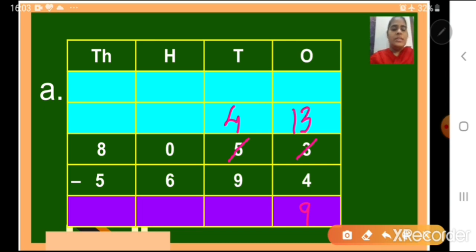Now let us move towards tens place. In tens place we have 4 minus 9. Can we subtract 4 minus 9? No, 4 is a smaller number. We cannot subtract. So we have to go to hundreds place. Oh my God, in hundreds place we have 0. Hundreds doesn't have anything. So how we are going to borrow?